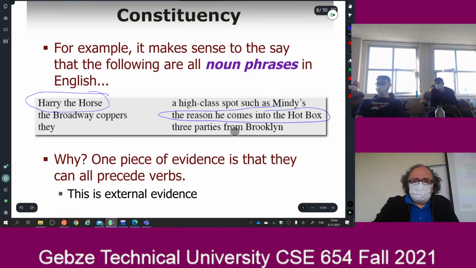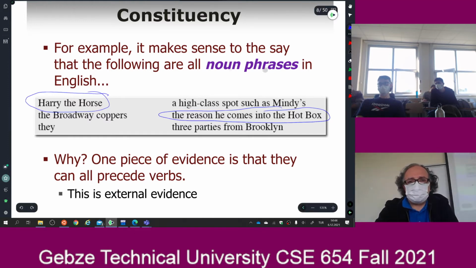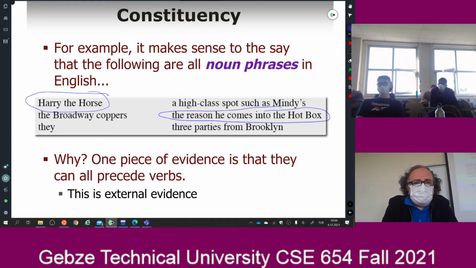3 parties from Brooklyn is here. And it's like she is here, or 3 parties from Brooklyn is here. So I can replace 3 parties from Brooklyn with she. So the sentence is grammatically okay. So this is a constituency. It behaves like a noun, and we call these kinds of constituencies noun phrases. Noun phrases might have some complicated internal structure. Nevertheless, we can group them together and call them noun phrases.